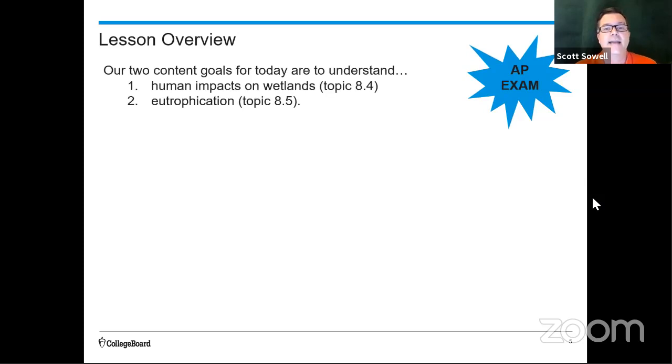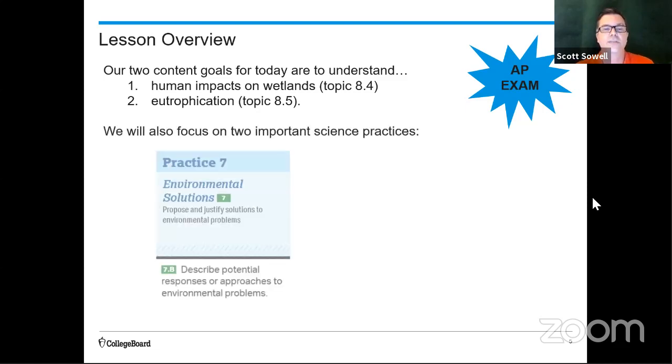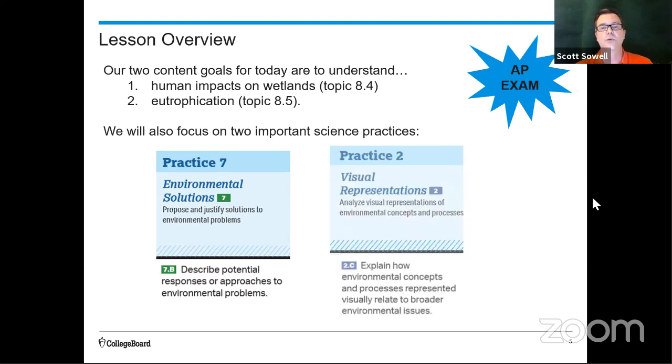We are going to be looking at 8.4, human impacts on wetlands, and 8.5 on eutrophication. I know the title of this slide really focused on 8.2, human impacts. We are going to do that, but we're going to go into a little bit more detail specifically on wetlands and also on eutrophication. And through both of those topics, we're going to look at two skills. Practice number 7, environmental solutions, so describing potential solutions to environmental problems, as well as the role visual representations play, not only in your understanding of environmental science concepts, but perhaps even communicating those ideas to others.